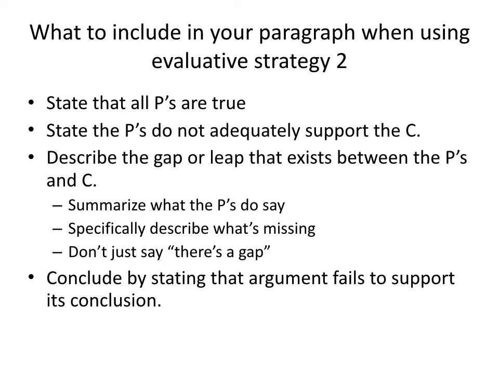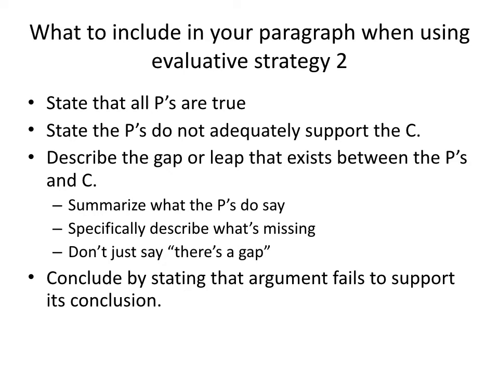So a good way to start is to summarize what the premises do say and then specifically describe what's missing. Don't just say there's a gap between the premises and conclusion. It's not enough to do that. You need to convince your reader that there's a gap, and the only way to do that is to describe what's missing. And I think the examples I provided both do that. So please take a look at those again.